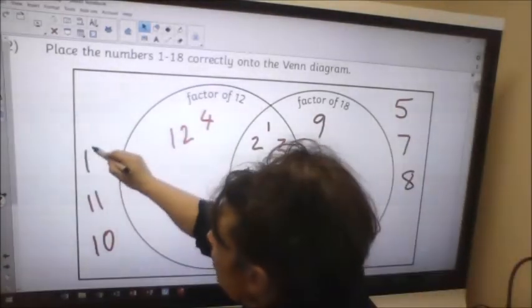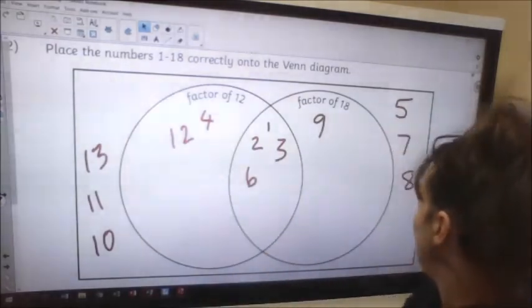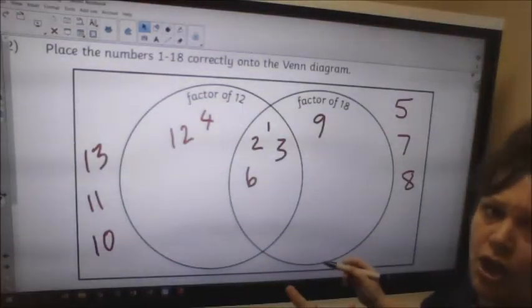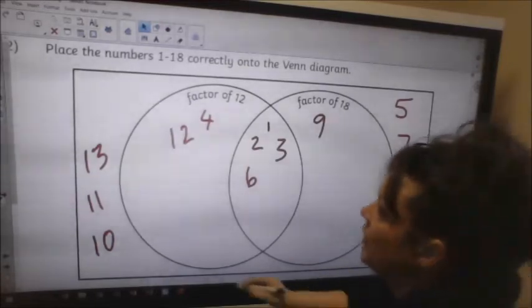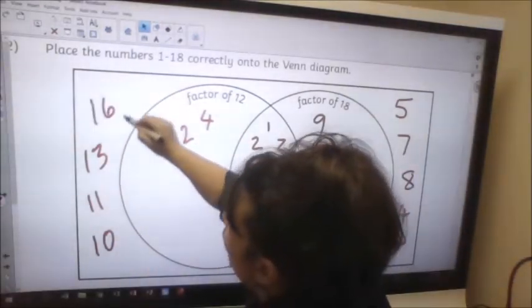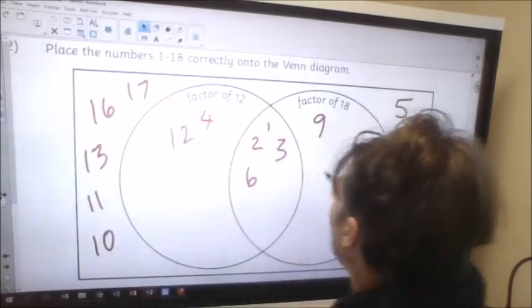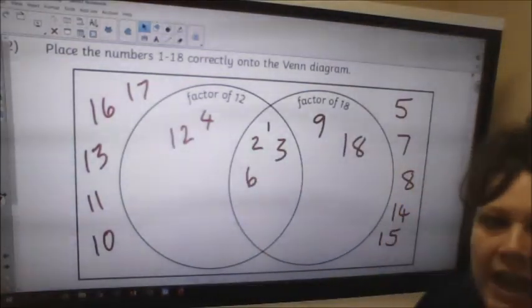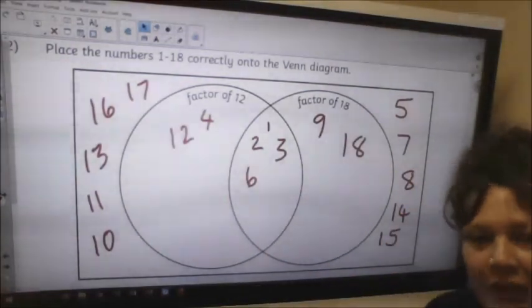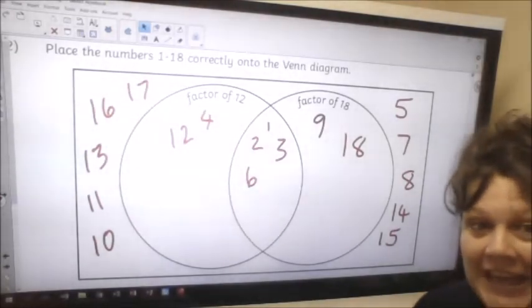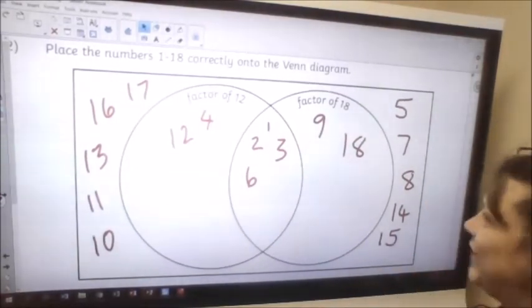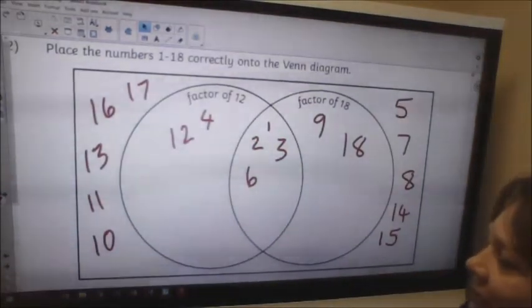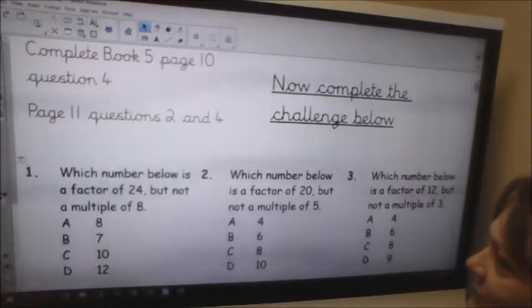13, no, we know it's a prime number, just like 11. 14, no. 15, no. 16, no. 17, no. And then 18 goes there. So that's what you should have got in your little task today. Okay, let's hope that you got it right. I'm sure that you did. So let's move on then.